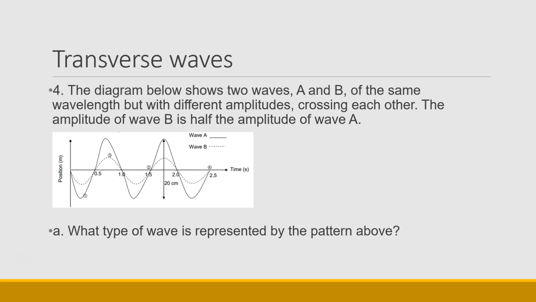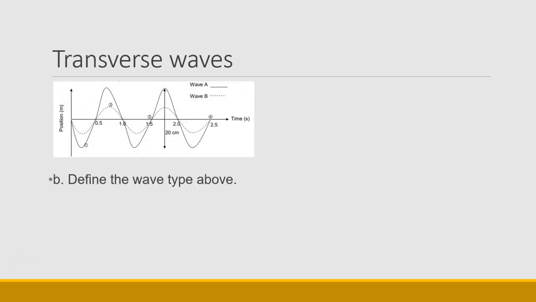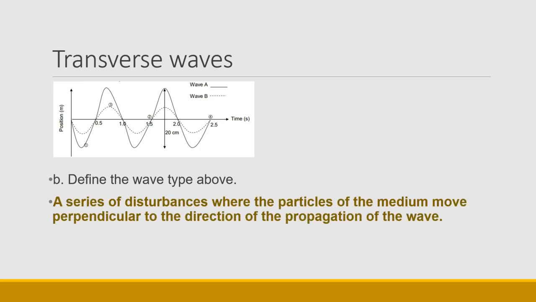What type of wave is represented by the pattern above? It is a transverse wave. Define the wave type above. This is your definition, word for word, of a transverse wave. It's a series of disturbances where the particles of the medium move perpendicular to the direction of the propagation of the wave.